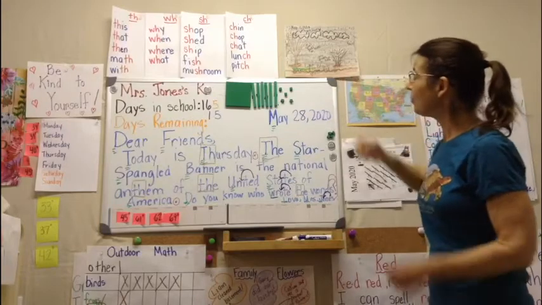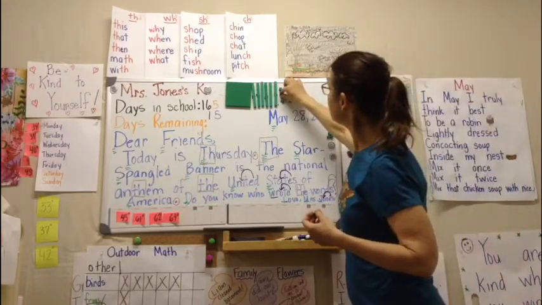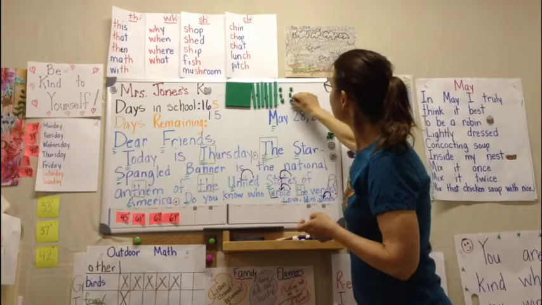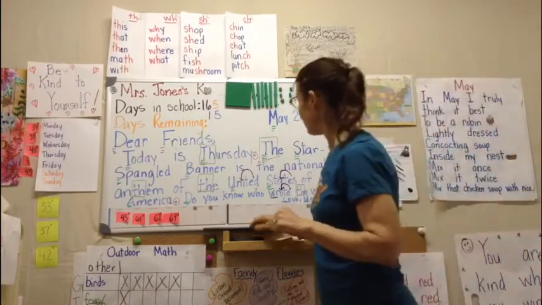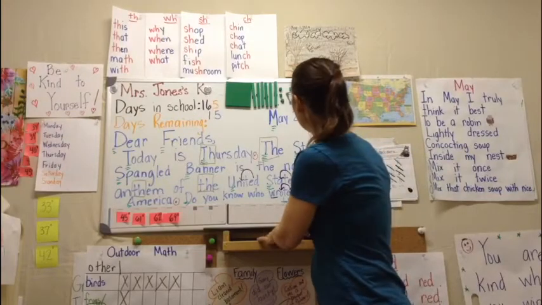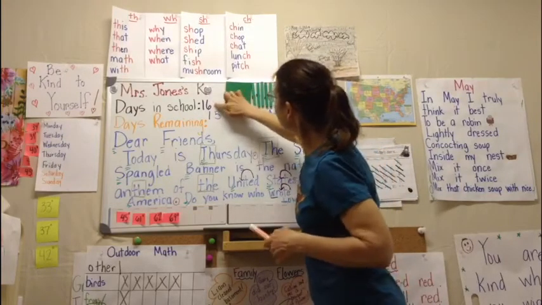I'm gonna add another one for our daily count, and I'm gonna turn this into what looks like a dice. It makes it easier to count. Can you see that number? Right away you see the six. Don't even need to count it. So we add one more. Five becomes a six.